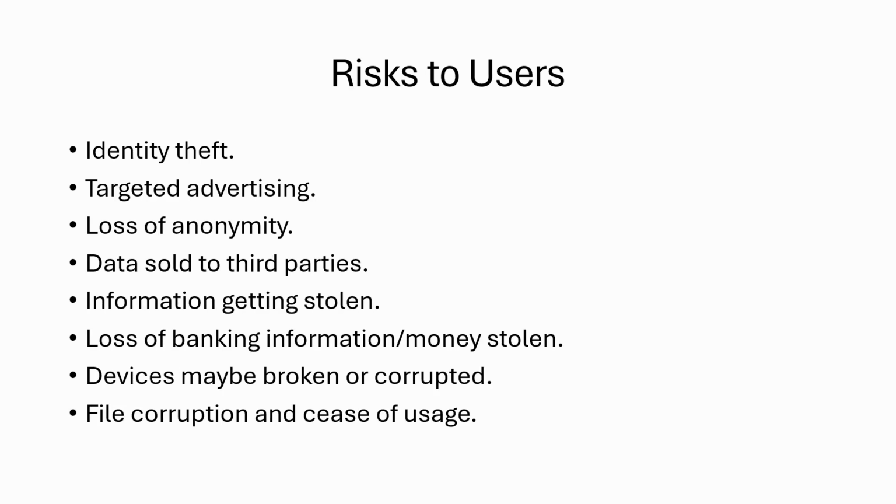Risk to users: identity theft, targeted advertising, loss of anonymity, data sold to third parties, information getting stolen, loss of banking information, money stolen. Devices may be broken or corrupted. File corruption and cease of usage. Identity theft, targeted advertising, and the main five here with data sold to third parties and information getting stolen are all associated with one another.